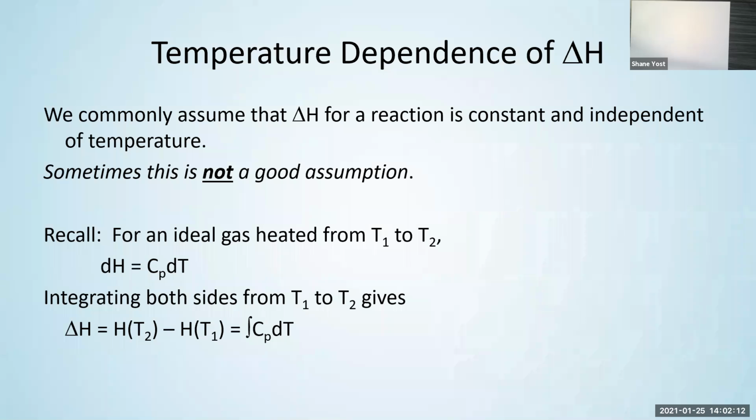Again, that change in enthalpy is related to the heat capacity times some change in temperature. So if I consider some change in enthalpy related to some change in temperature, the enthalpy at one temperature minus the enthalpy at another temperature is just related to the integral of that heat capacity over that temperature range. So I'd integrate that from T1 to T2.